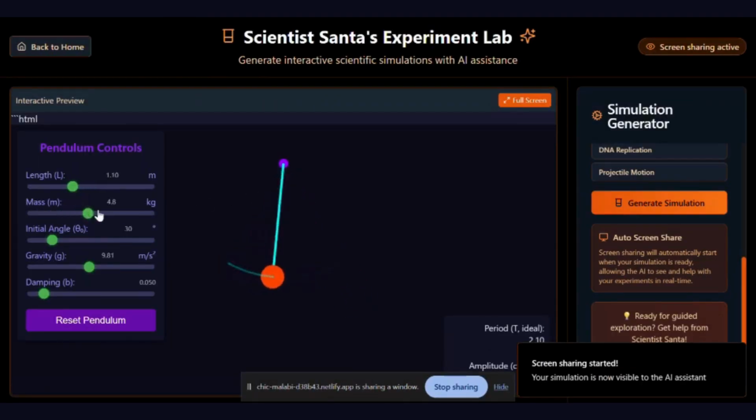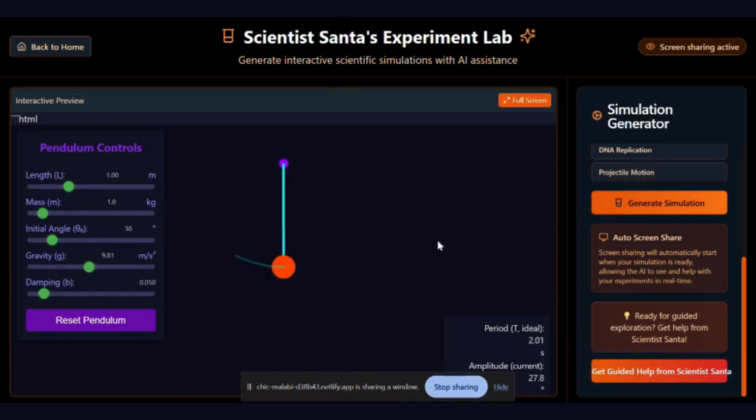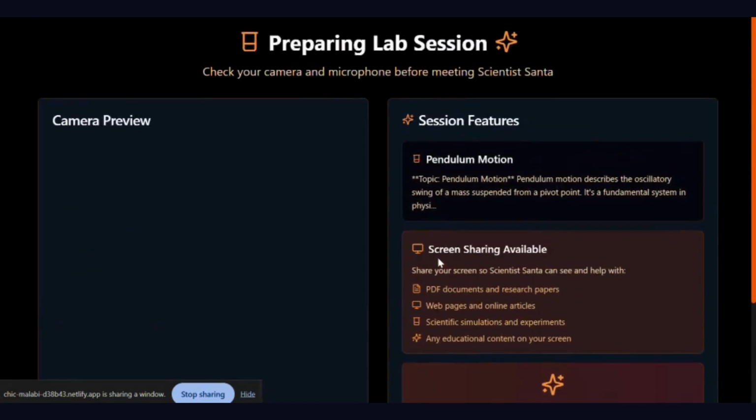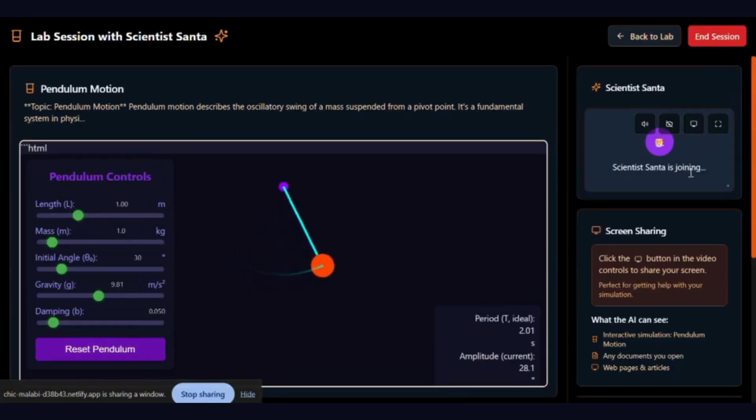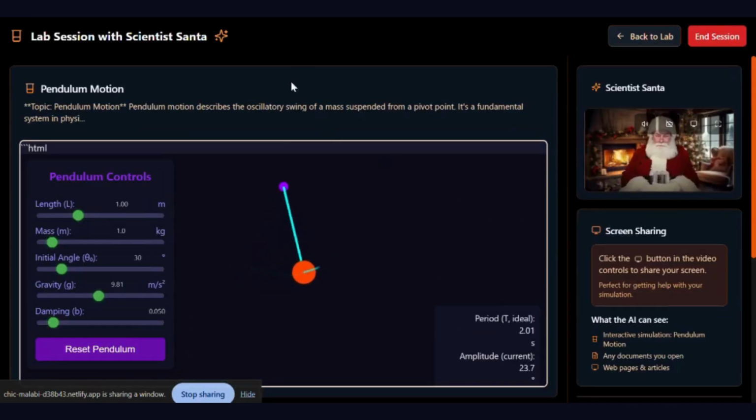You can regulate the parameters to observe and learn the topics in real time. Get personalized assistance on the topic from Scientist Santa. Share your screen, ask about the simulation and get started.